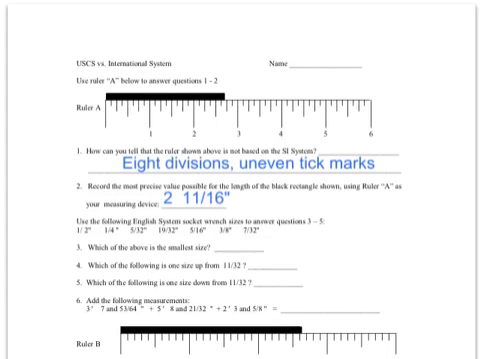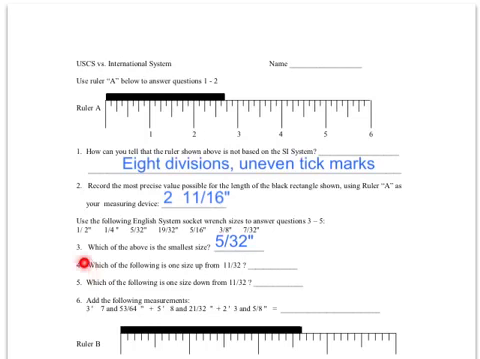So for number 3, what I have to do is figure out which of these values here is the smallest size. And it's a little tricky because we have halves, quarters, 32nds, 16ths, eighths. And so basically, if I sort through, it turns out that the answer here, 5/32, is the smallest one.